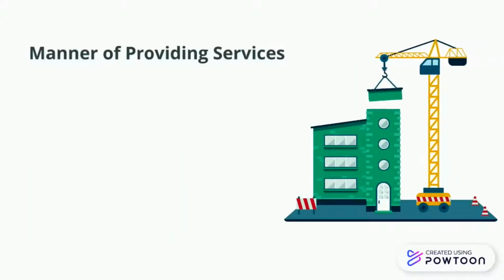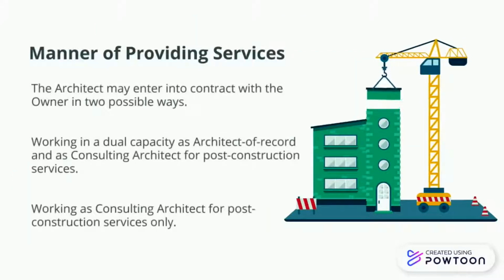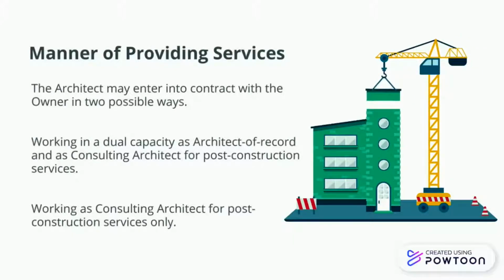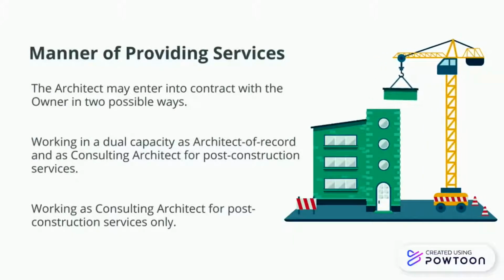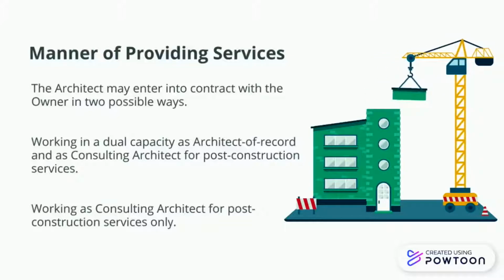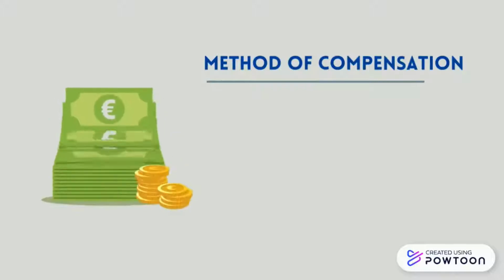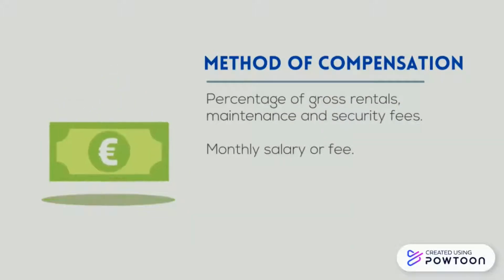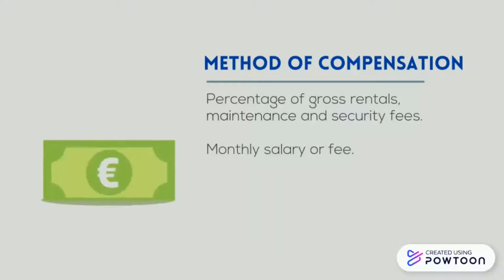Manner of providing services. The architect may enter into contract with the owner in two possible ways. Working in a dual capacity as architect of record and as consulting architect for post-construction services. Working as consulting architect for post-construction services only. Method of compensation. Percentage of gross rentals, maintenance and security fees, and/or monthly salary or fee.